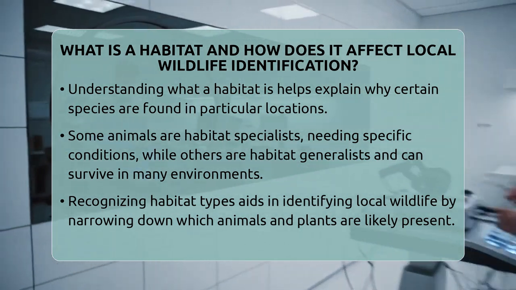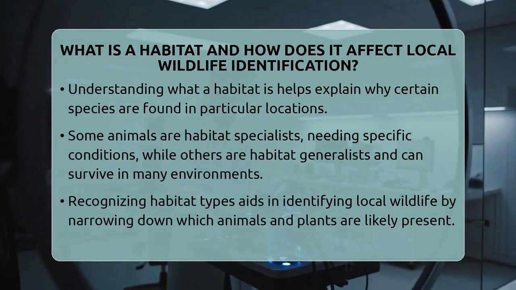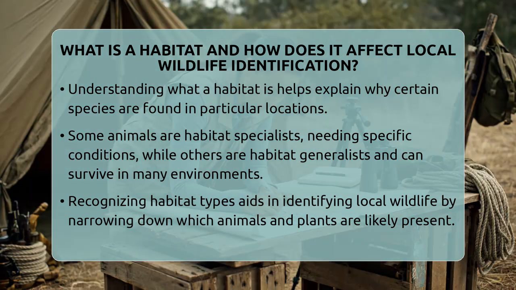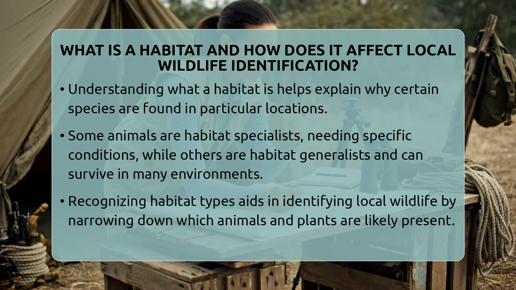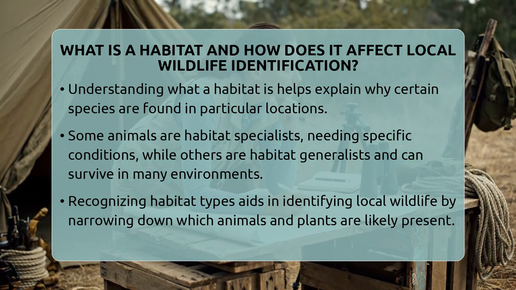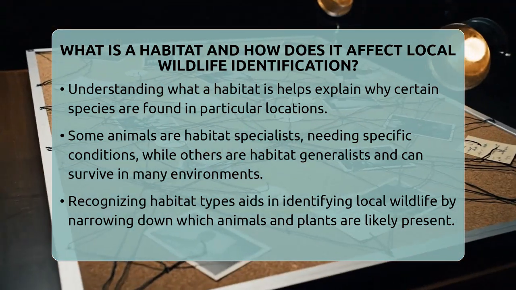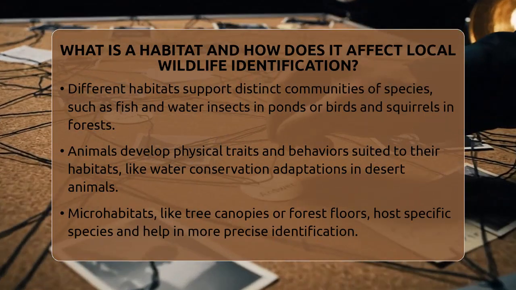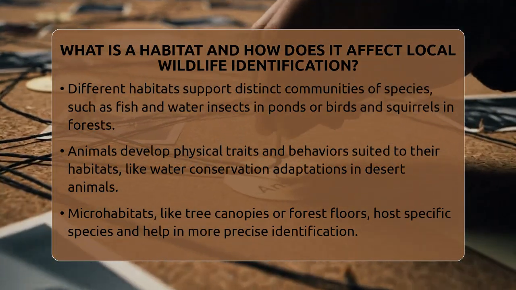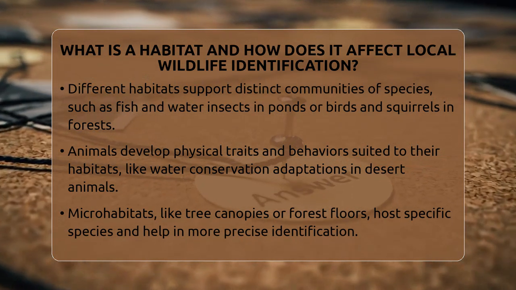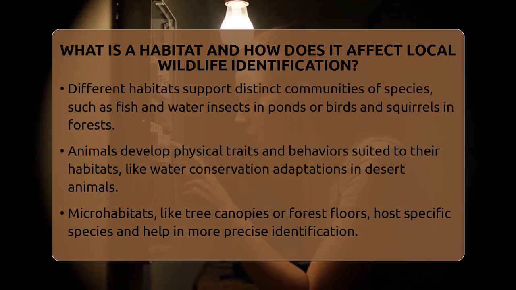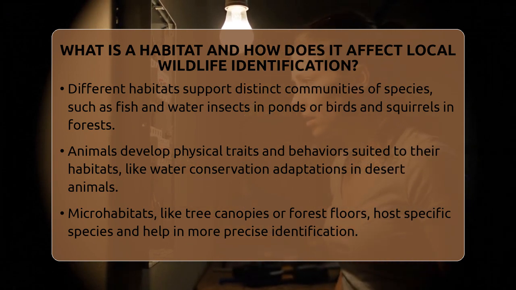For example, a pond will have fish, frogs, and water insects, while a forest will have birds, squirrels, and insects that live in trees and on the ground. Animals develop behaviors and physical traits suited to their habitats. For example, desert animals often have adaptations to conserve water, like long eyelashes or the ability to store water in their bodies. These adaptations are clues to help identify species.